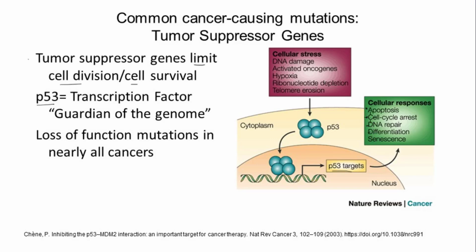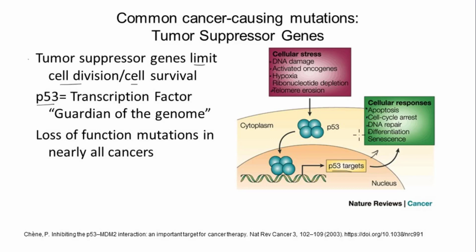p53 itself is activated by lots of different types of cellular stress, including DNA damage, hyperactive or overexpressed oncogenes, oxidative stress, and shortening of the telomeres, which, as we've talked about before, is associated with cellular senescence or apoptosis. So when things are going wrong in the cell, p53 activates a set of cellular responses to either fix the problem or get rid of the cell if the problem can't be solved.